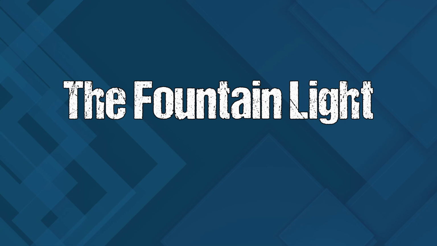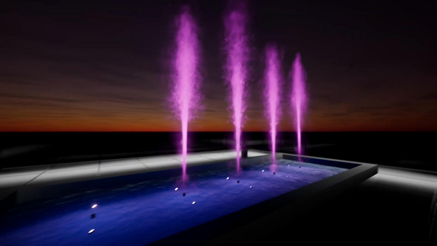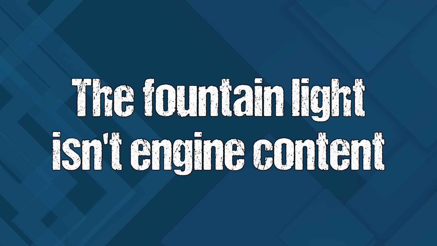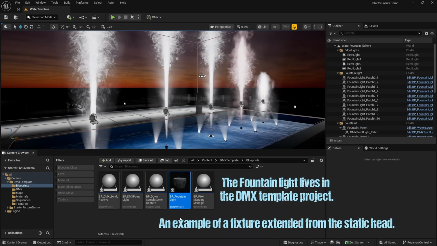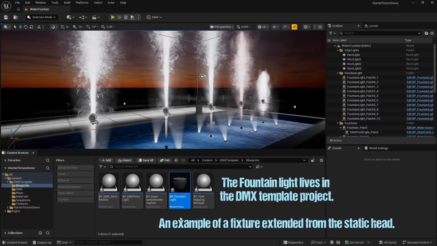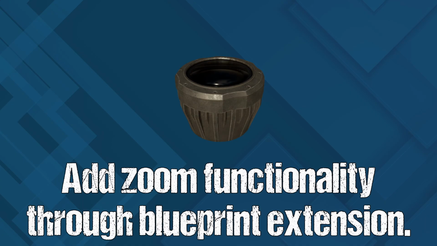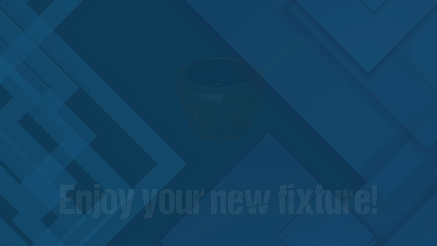The Fountain Light. The Fountain Light is actually one of my favorite fixtures in the demo because it demonstrates a really good Unreal workflow. It isn't one of the fixtures that ships with a plugin. Instead, Epic duplicated one of the built-in fixtures and extended it specifically for the water fountain example. That's exactly the approach I'd recommend in your own projects. Duplicate a fixture, extend it to suit your needs, and leave the original untouched. If you're interested in how this works, drop it in the comments below and let me know.